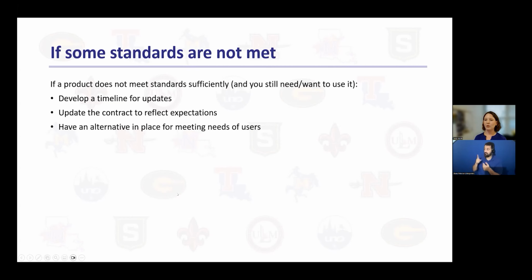So what happens if you are reviewing a new application and there are some standards that aren't met? Okay, so if you still want to use this, then a timeline will need to be developed for updates. And obviously you're working with your IT department on all of this. The contract would need to be updated to reflect the expectations for those updates to occur. And if that unmet standard is going to potentially cause an issue for a student, then you need to have an alternative in place for meeting the needs of those students.